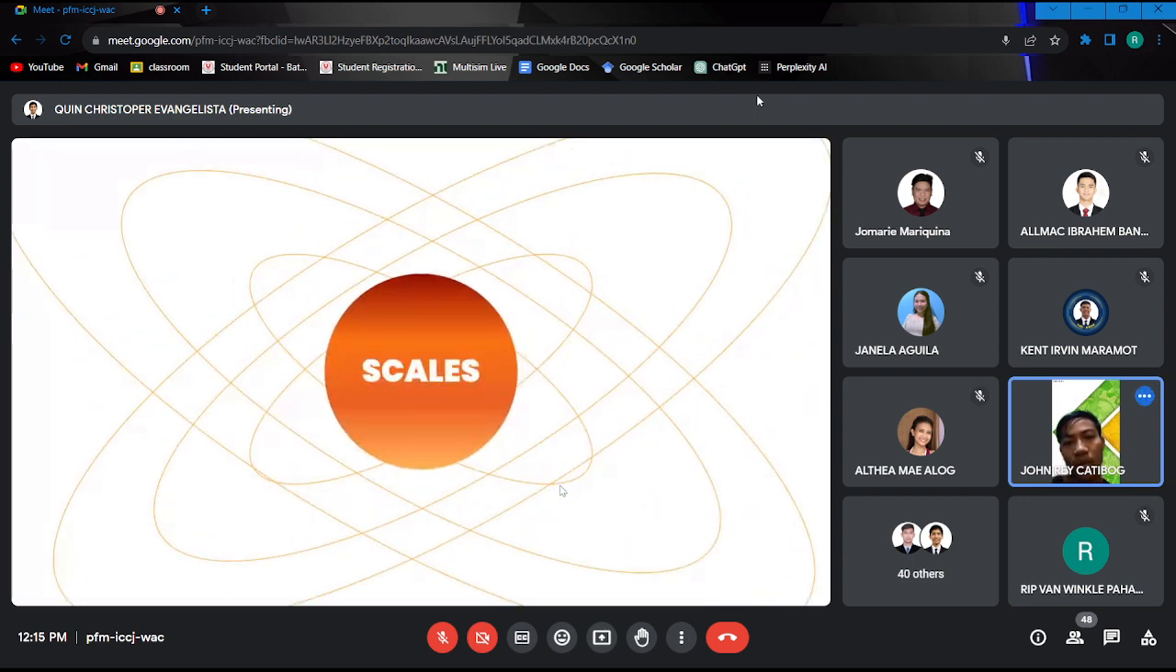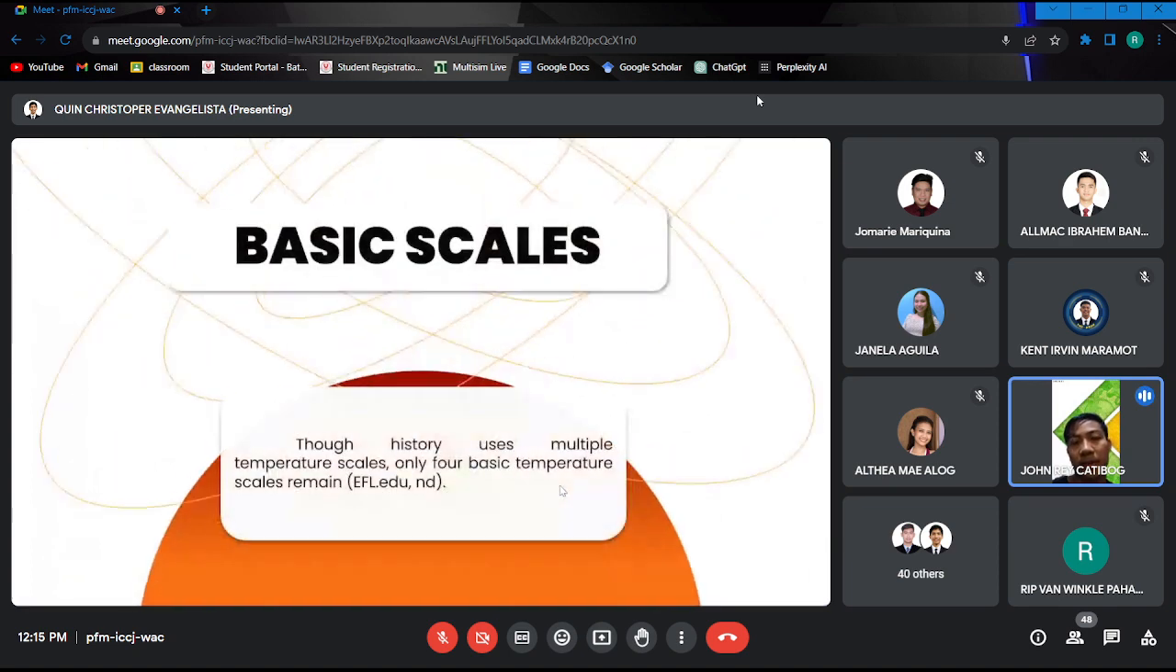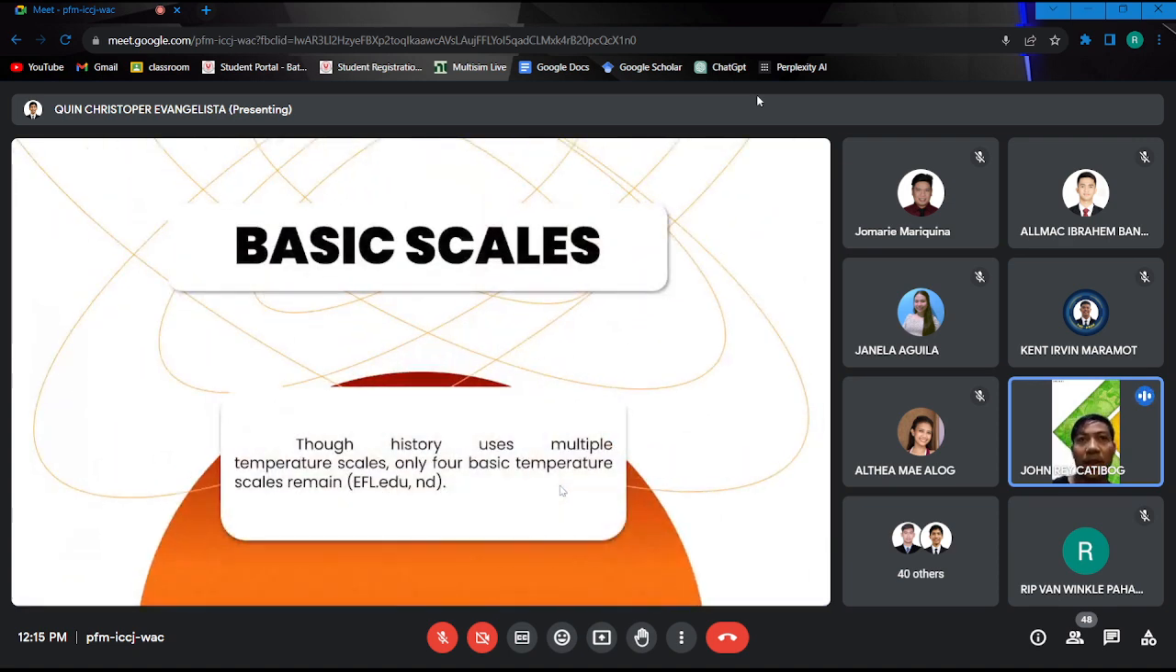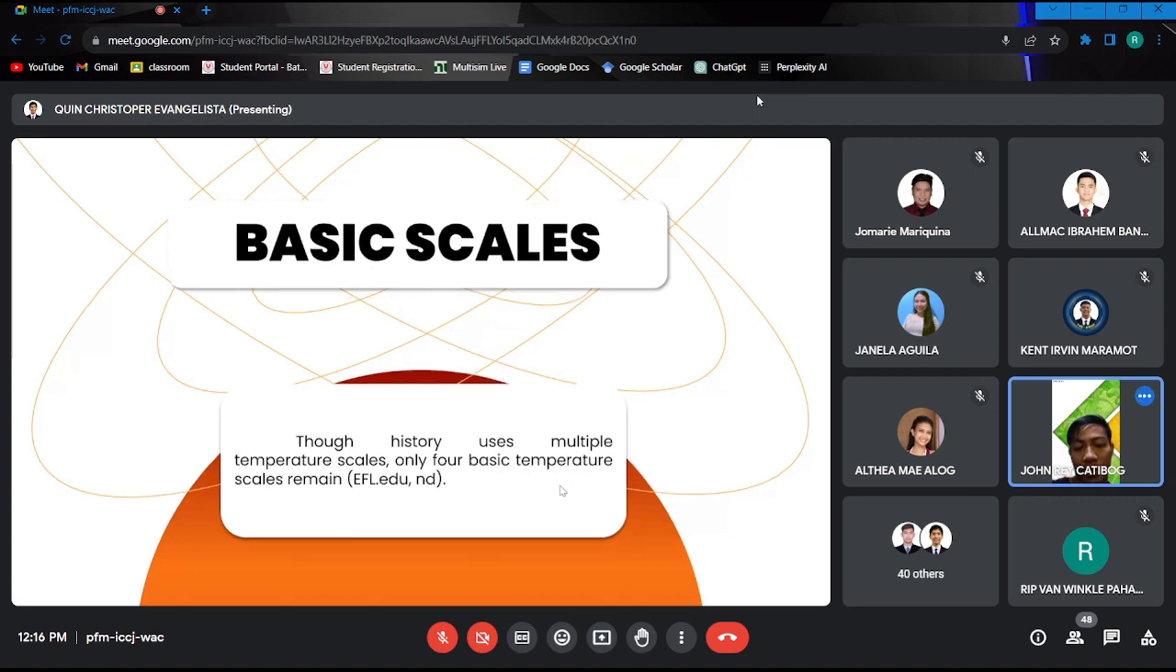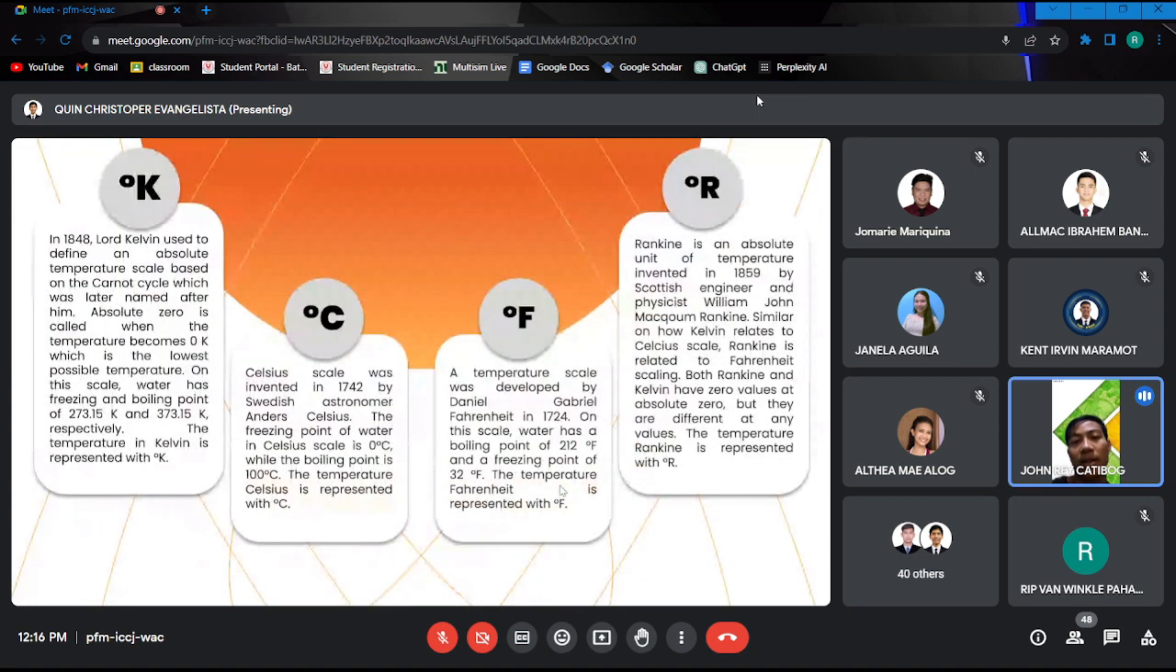So, let's proceed to the basic scales of temperature. There are 4 basic scales of temperature: the Fahrenheit, Kelvin, Celsius and Rankine.